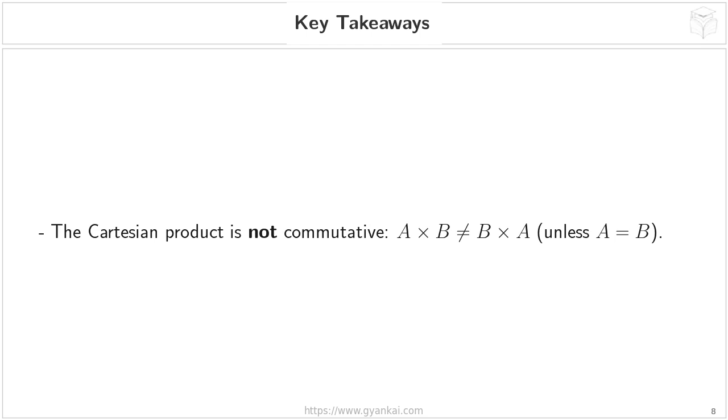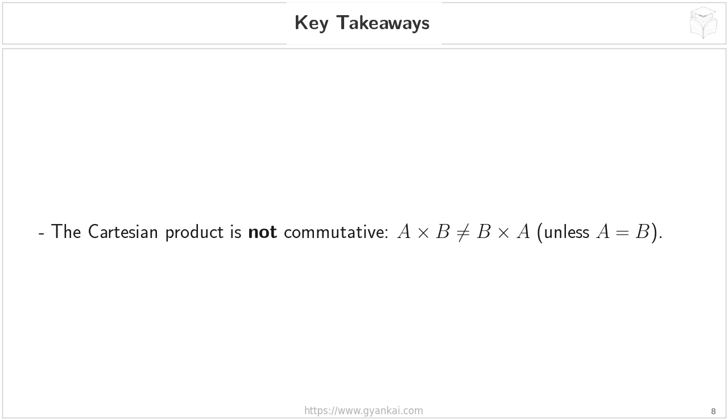Key takeaways. Let's recap the key takeaways from our discussion on Cartesian products. This will help solidify your understanding before we move on. First, and this is really important to remember, the Cartesian product is not commutative. What does that mean? Well, it means that if you have two sets, A and B, the Cartesian product of A and B, which we write as A cross B, is generally not the same as the Cartesian product of B and A, B cross A.